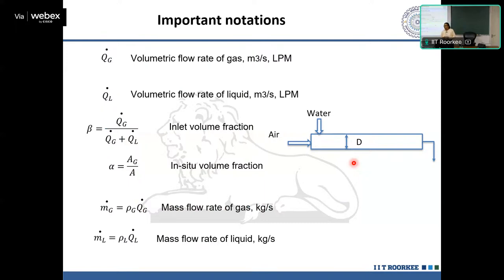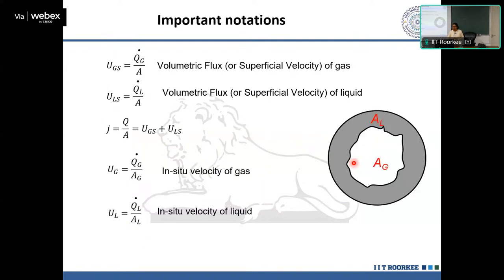Now, the last question asked to you in the tutorial is to draw a flow pattern map in terms of superficial velocity. So what is the superficial velocity? You can calculate it once you know the flow rate and the pipe diameter: you just divide the flow rate by the cross-sectional area. This is the gas volumetric flux or superficial velocity. For the liquid, it is the liquid volumetric flow rate divided by the entire cross-sectional area. This is called the superficial velocity of the liquid. When you sum them up, this is the mixture velocity.